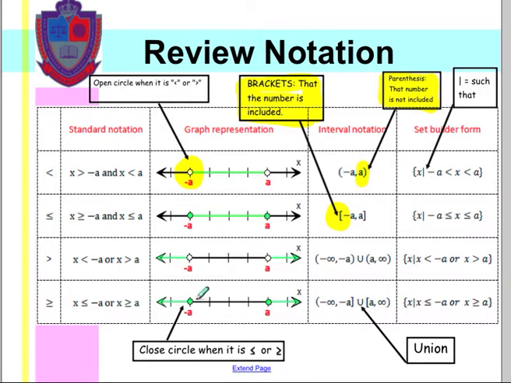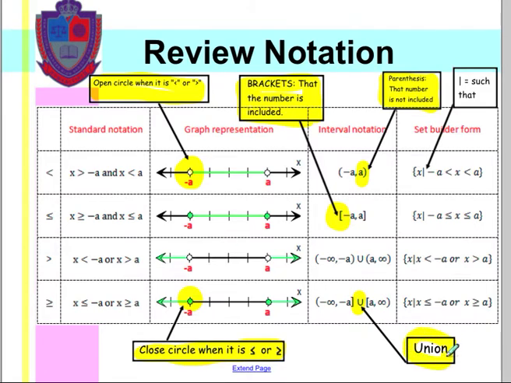And notice that here I have a closed circle, which we talked about already, is closed because we have a less than or equal to or a greater than or equal to. Then this little sign right here, most of you remember this or should remember this from algebra.